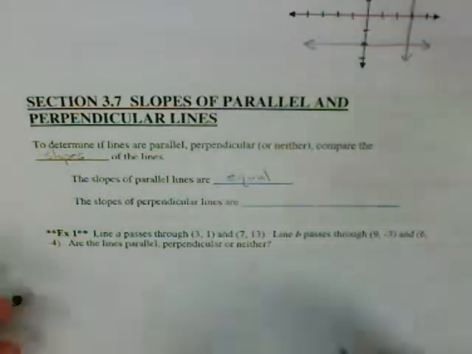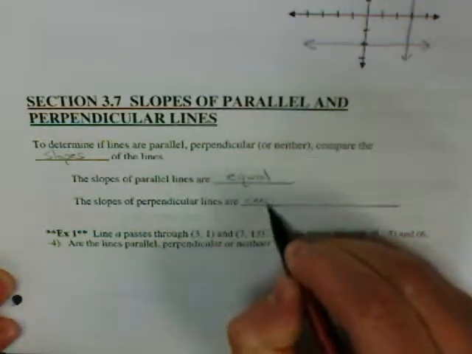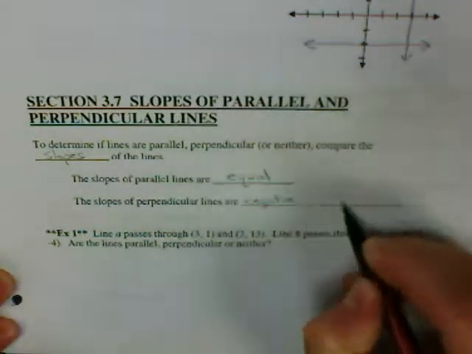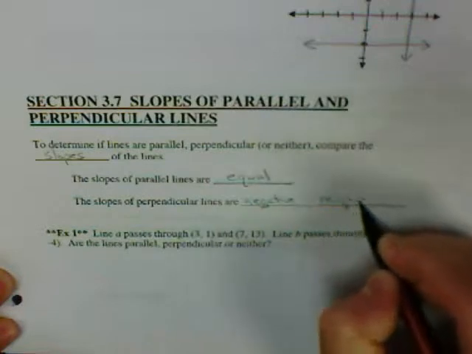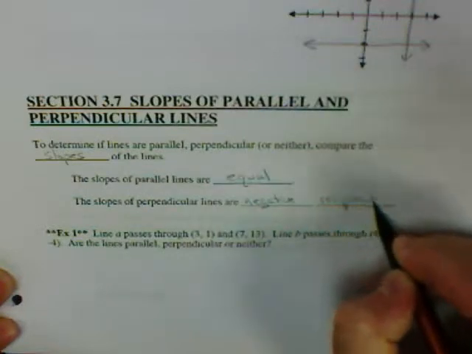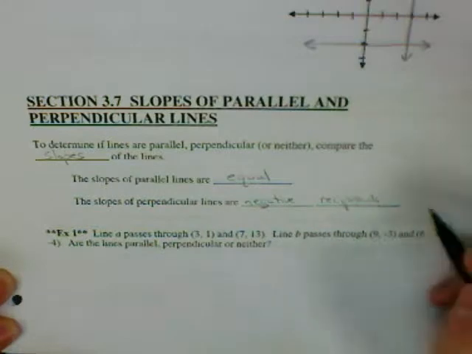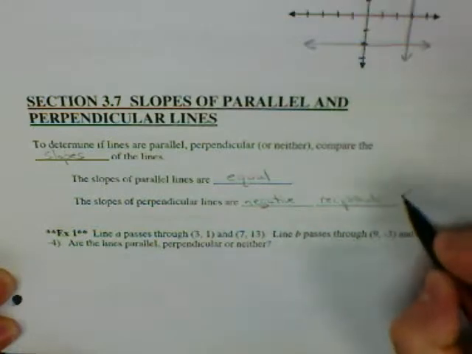Perpendicular is a little trickier. It's got two blank lines here because it's got two important parts, and you need to have both parts to be perpendicular. They are negative reciprocals. Right, so what does negative reciprocals mean? We'll have a couple examples.